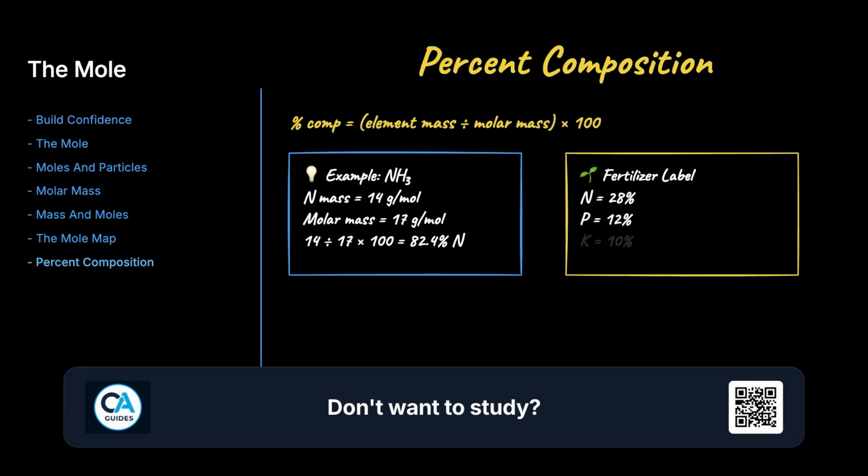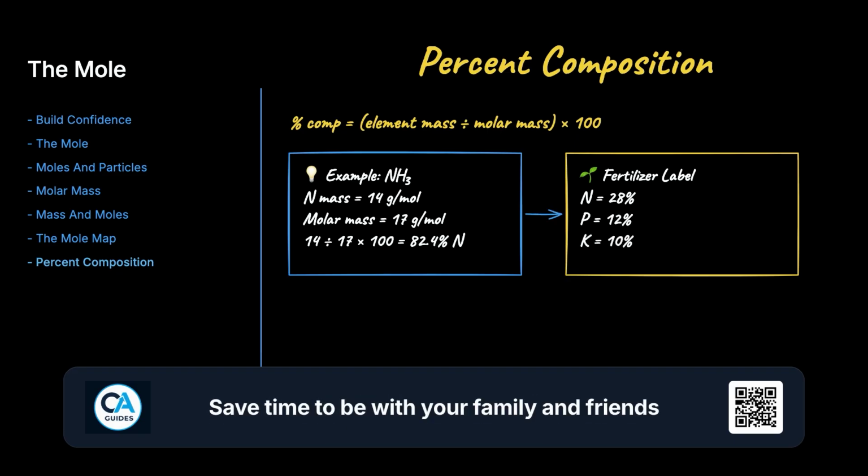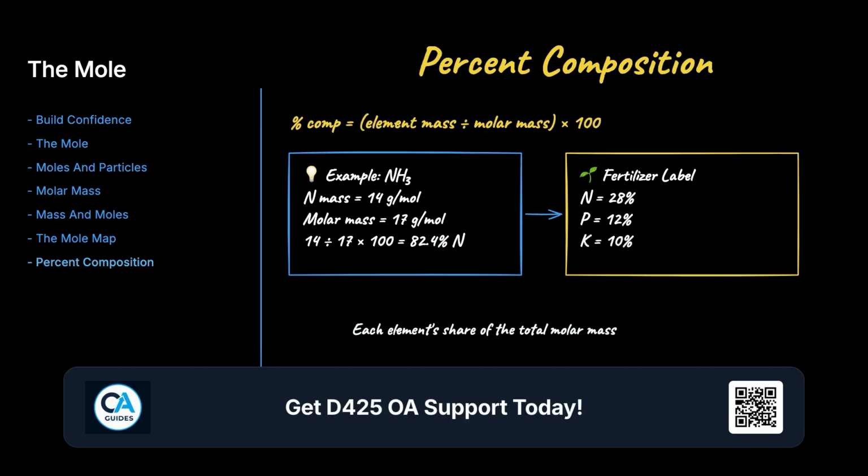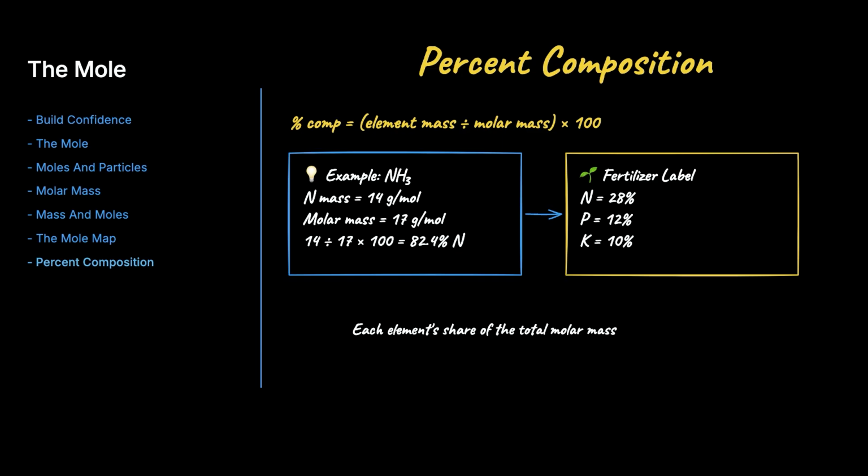Percent composition tells you what fraction of a compound's mass comes from each element. For any element, you take the total mass contributed by that element, divide by the molar mass of the whole compound, and turn it into a percentage. This is how a fertilizer label tells you exactly how much nitrogen you're buying.